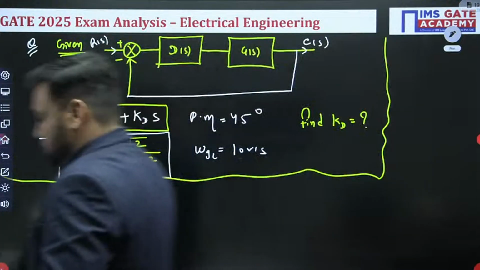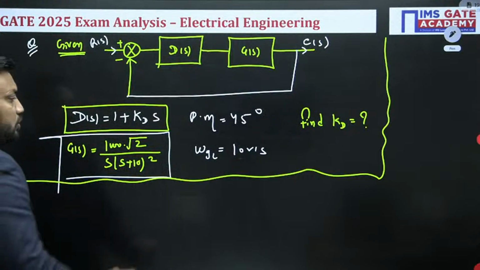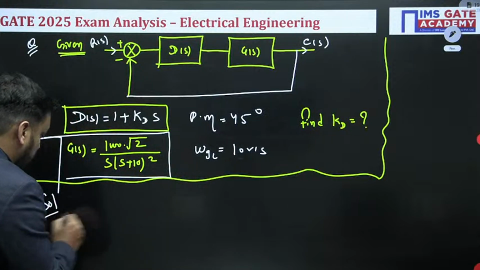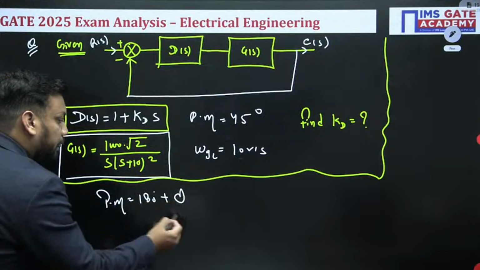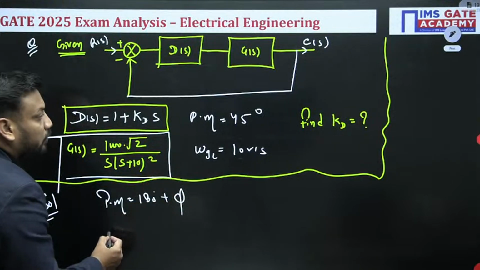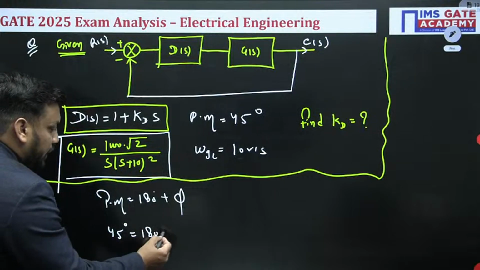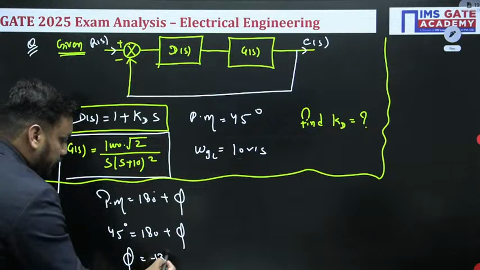Now how to solve? If you have attended control system classes, again it is a very easy question. Why? Because first of all, the phase margin is given to you. Phase margin concept: phase margin is nothing but 180 degrees plus phi. If I put the value of phase margin here, then 45 degrees equals 180 degrees plus phi. So don't you think phi is nothing but minus 135 degrees?